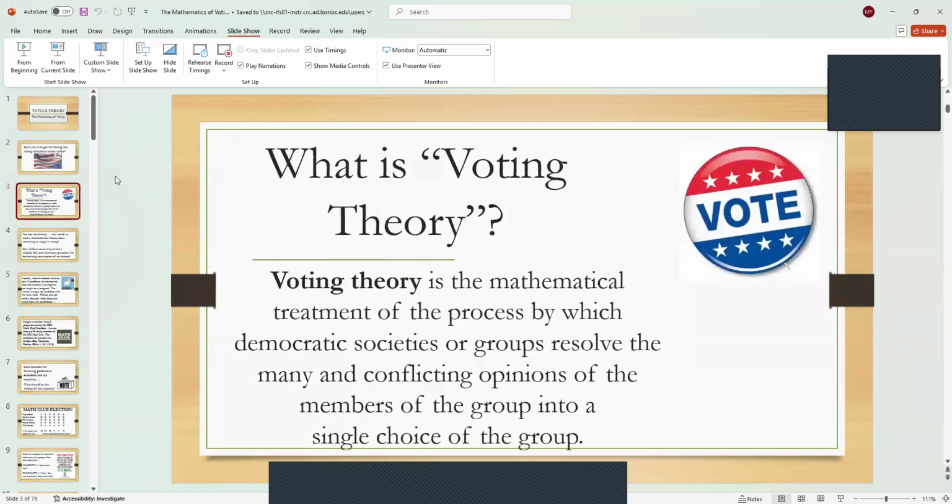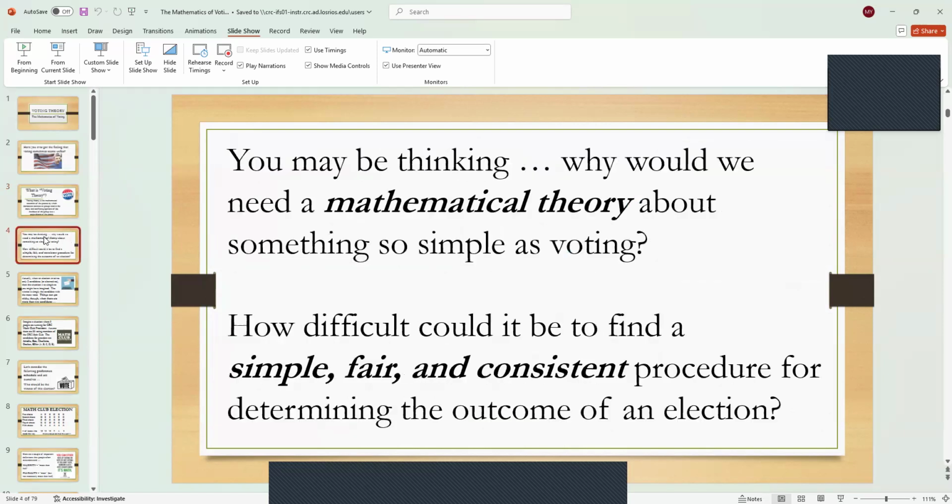What is voting theory? Voting theory is the mathematical treatment of the process by which democratic societies or groups resolve the many and conflicting opinions of the members of the group into a single choice of the group. You may be thinking, why do we need a mathematical theory about something so simple as voting? How difficult could it be to find a simple, fair, and consistent procedure for determining the outcome of an election? Can't be that hard, right?